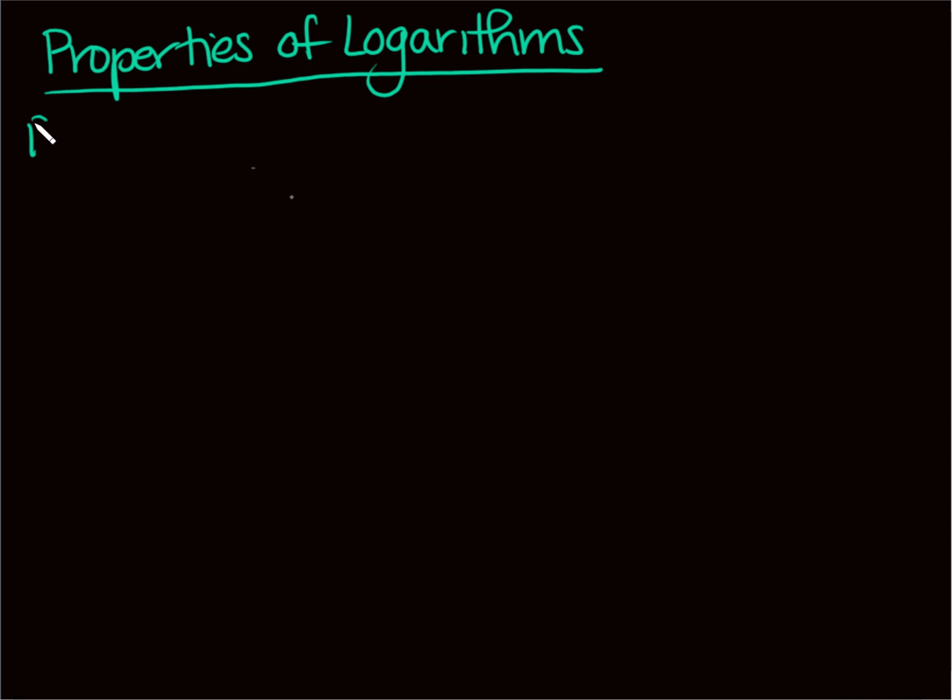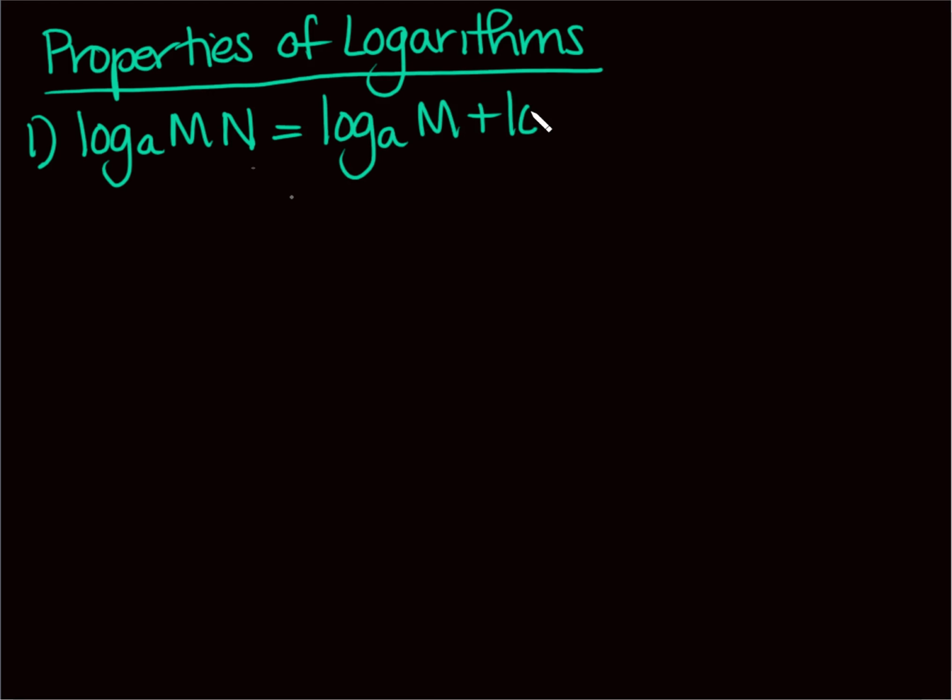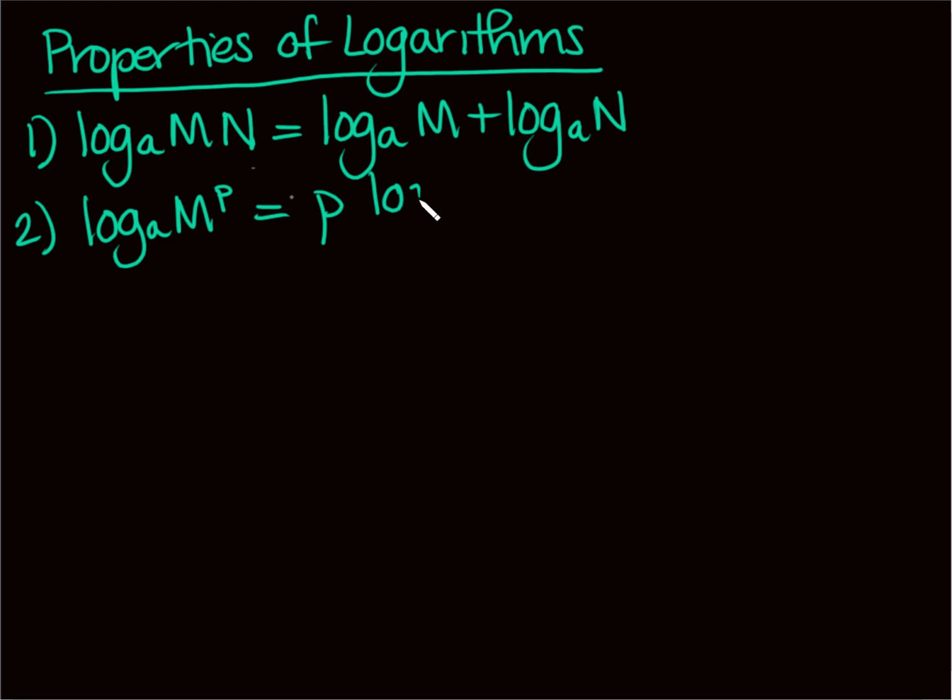Okay, so first one, log base a of m times n. And remember, these go either way. You can use them either way. You don't have to go left to right. You can go right to left. So again, this is the product rule. What else do we have? We have the power rule. So log base a of m to the p power is p times log base a of m. Remember, we can bring that exponent down.